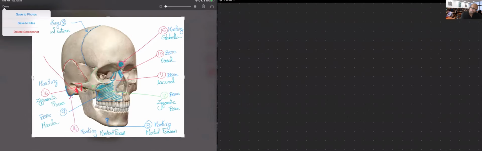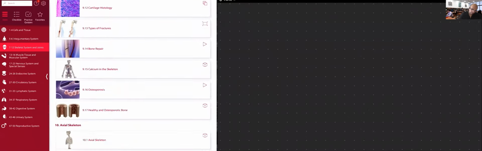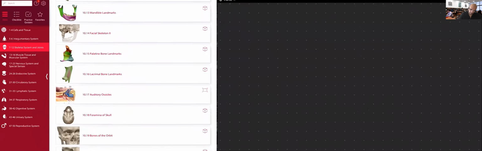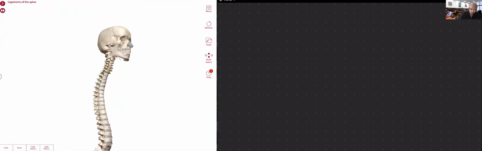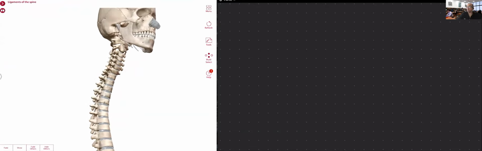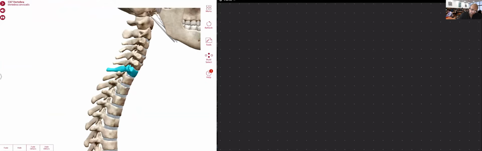All right, so moving on to another part of the axial skeleton. This is going to be the vertebral column. You see on here, part of the vertebral column is traveling, forming the neck. So we call those vertebrae my cervical vertebrae. They go from C1 to C7. Those are my cervical vertebrae.